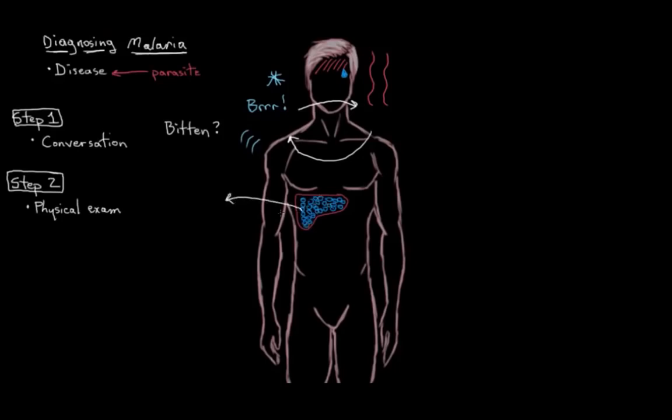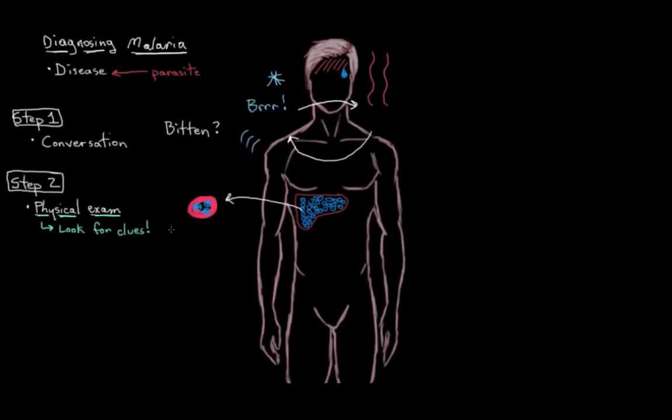And then there's a red blood cell phase, where initially those same merozoites burst out of your liver cells and get into your bloodstream, where they infect your red blood cells. So in the physical exam, we look for any clues on the outside of your body that might be able to tell us if these things are happening on the inside of your body.